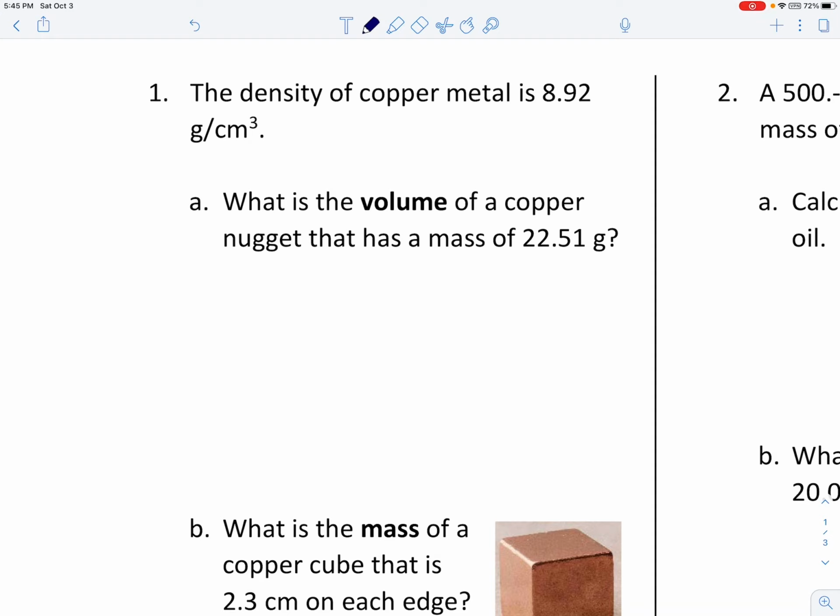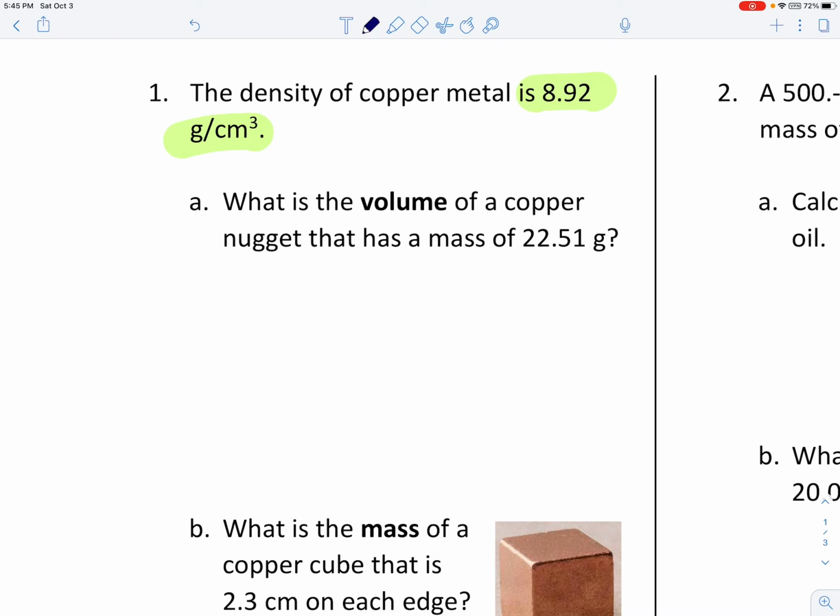So the first question, what is the volume of a copper nugget that has a mass of 22.51 grams? And right above there, we're told the density of the copper metal is 8.92 grams per cubic centimeter. Grade 9 students, you'd find that density also in your data booklet, in your solubility chart at the back of your science booklets. So we're looking for the volume and we know the mass. So we're going to use that density as a unit multiplier.